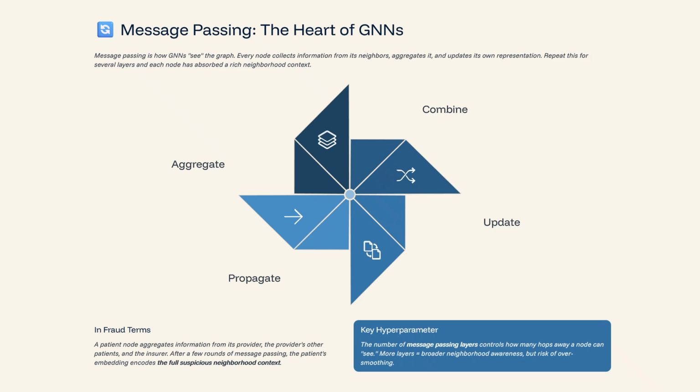One key hyperparameter here is the number of message passing layers. More layers means that a node can see further into the graph. But too many layers leads to over-smoothing, where all nodes begin to look the same because they have absorbed too much of the global graph. It is a balance, and it's one of the key tuning decisions in GNN design.